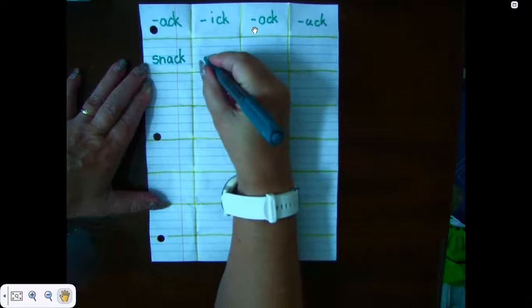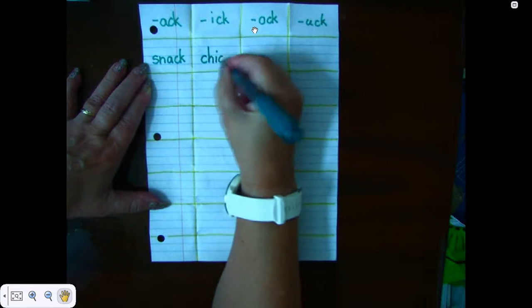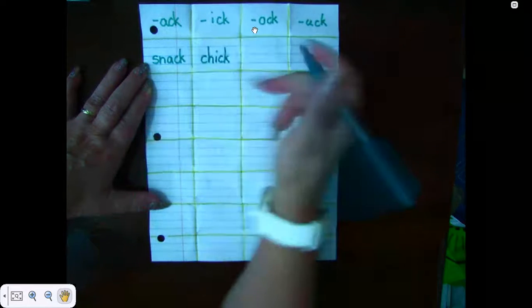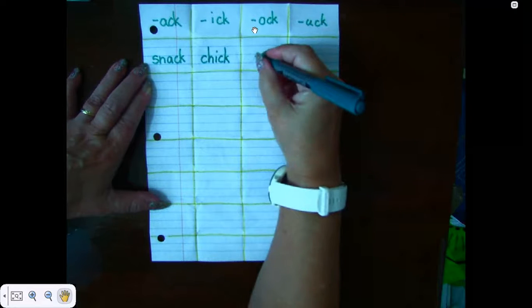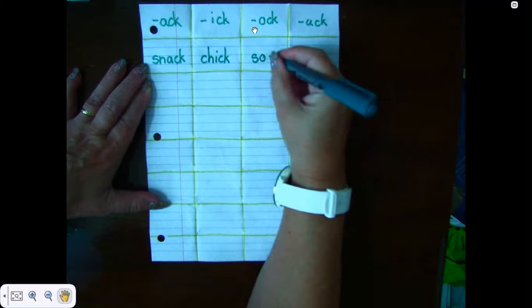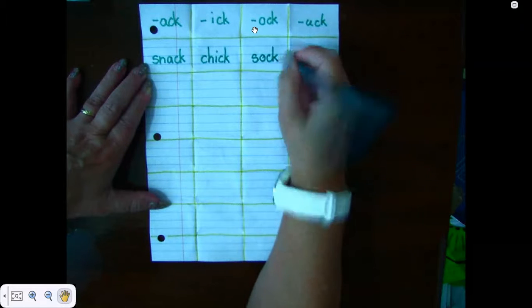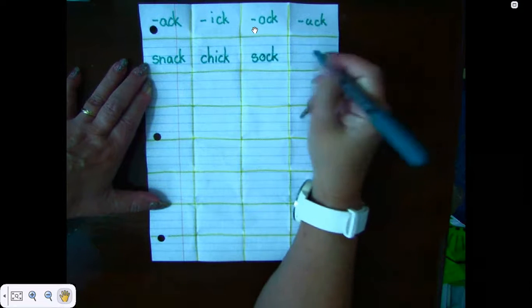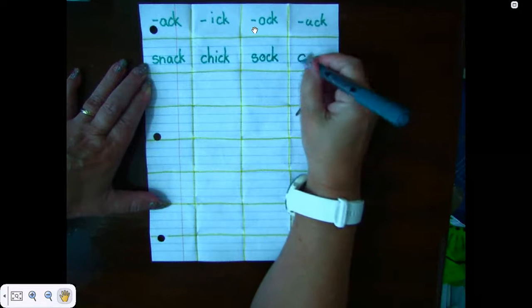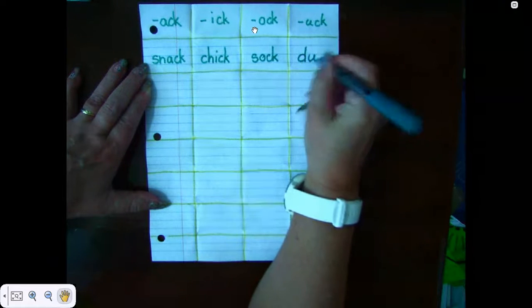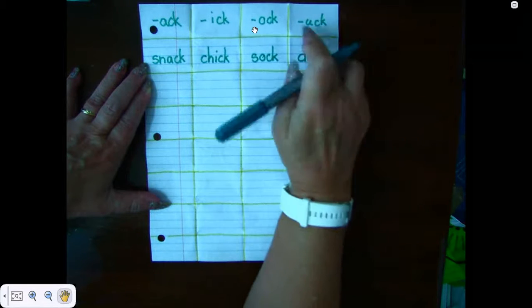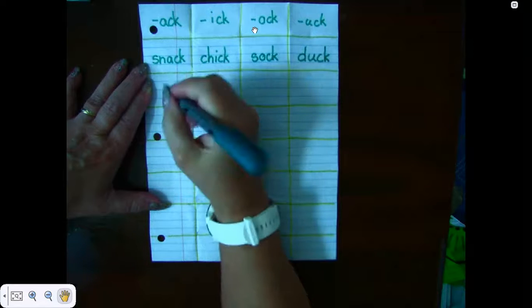My next word is chick. Oh, I see the ik, so it goes right in here. Sock. I see my ok ending, so it goes in here. Duck. Duck has a uk ending, so it goes over here.